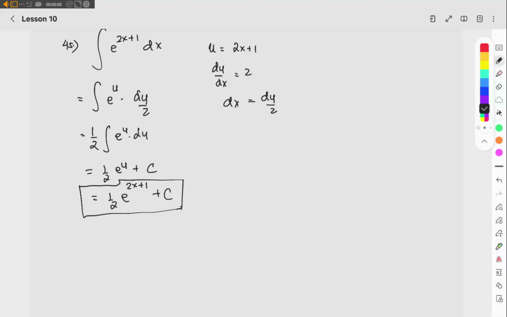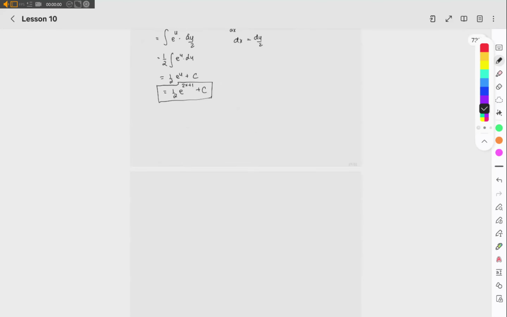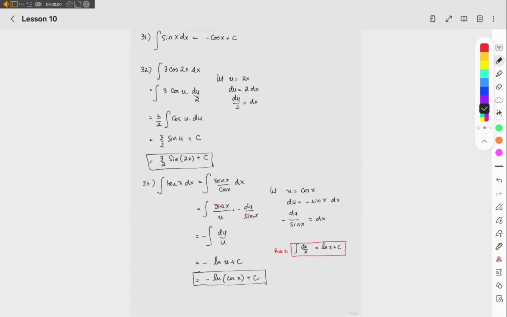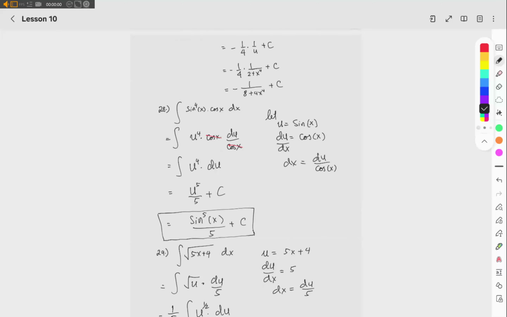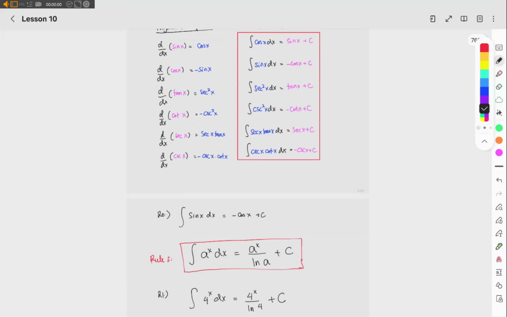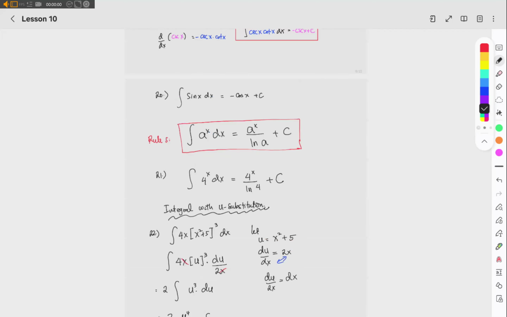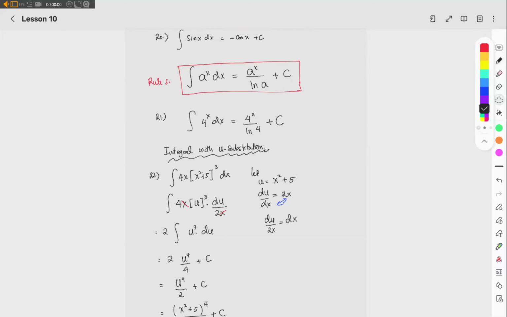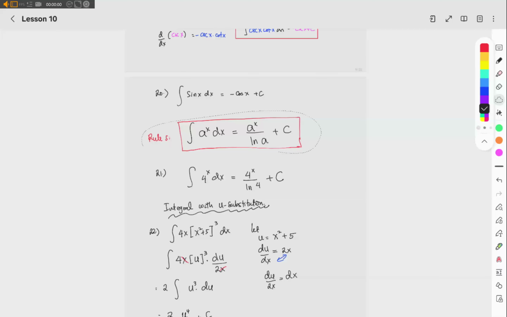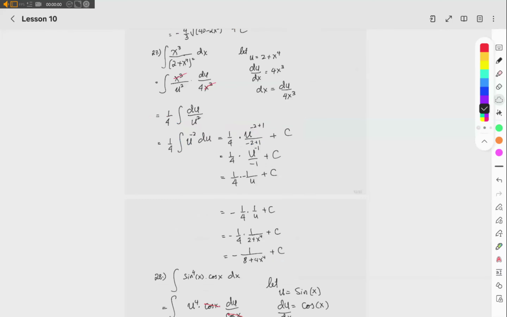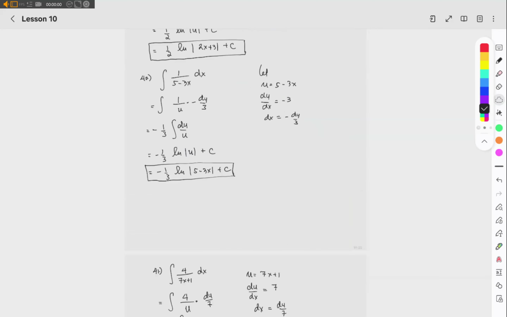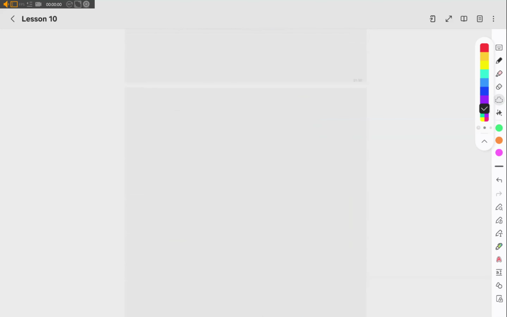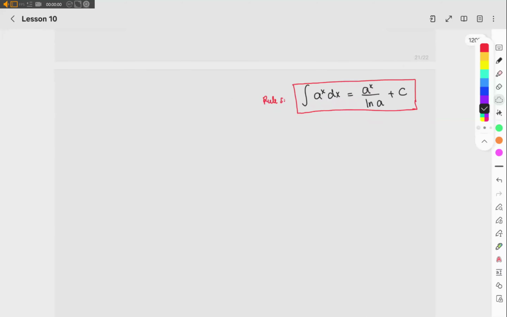All right, let's do some examples on rule number 5. I think I haven't given you a lot of examples from rule number 5, have I? No, not yet. So far you already know rule number 1 to 6 except number 5. Now we're going to do rule number 5.